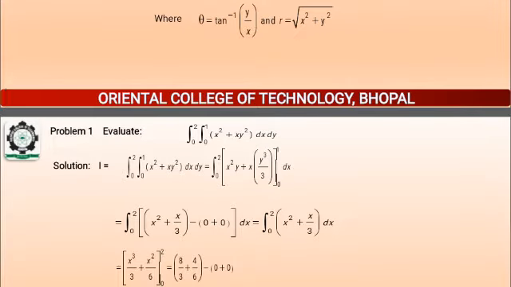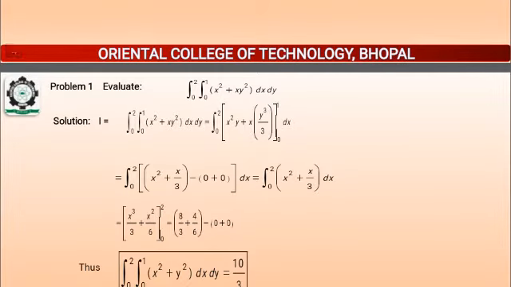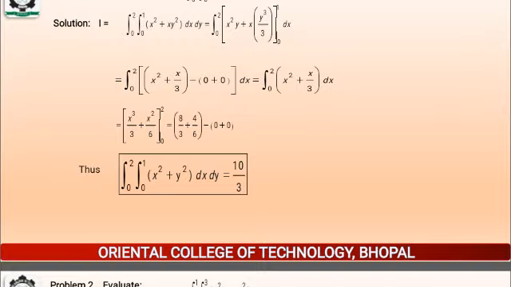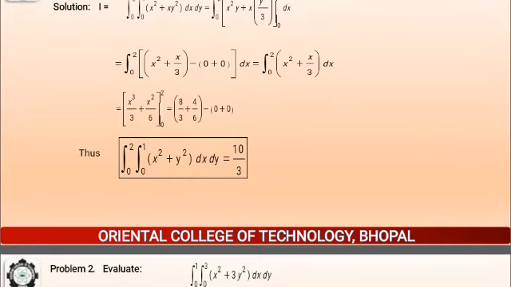These are the questions. Question first: evaluate double integration 0 to 2, 0 to 1 of x square plus xy square dx dy. Here we have to first integrate with respect to y, then x. Integration of x square is x square y because x square is constant, and xy square gives xy cube by 3, limits are 0 to 1. After putting these limits, the integral becomes 0 to 2 of x square plus x by 3, and after integrating this with respect to x, we have x cube by 3 plus x square by 6, and limits are 0 to 2. After taking limits, we have 8 by 3 plus 4 by 6, that is 10 by 3.